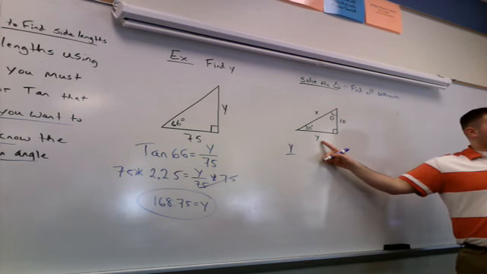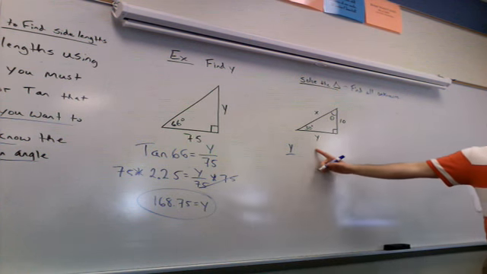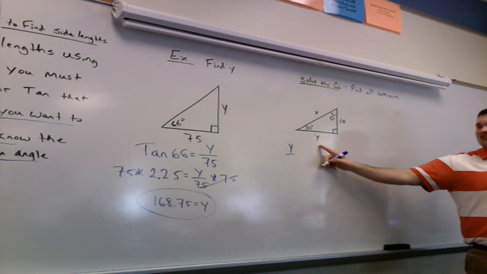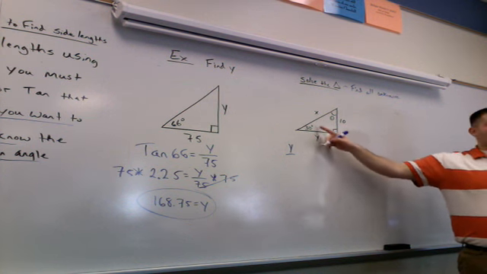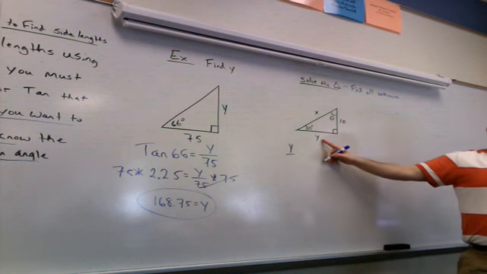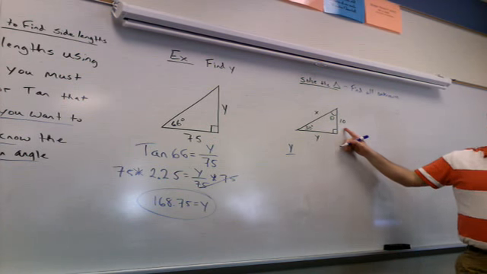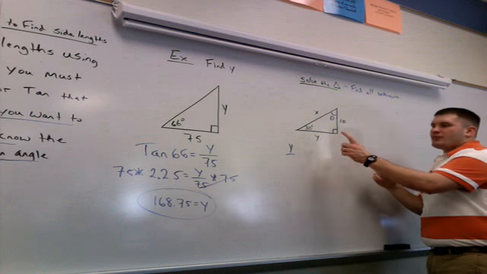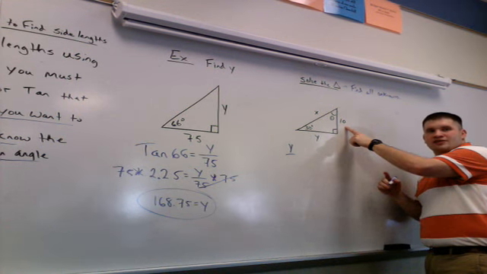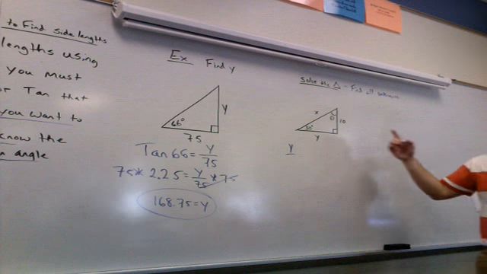Y is right here. What is y relative to the angle I know? Is it my opposite side, my adjacent side, or my hypotenuse? Adjacent. It's next to the angle. X is my hypotenuse, y is my adjacent. What side do I know? We know our opposite. So I have to use a trig function that involves my adjacent and my opposite. Tangent. So we have to use tangent.